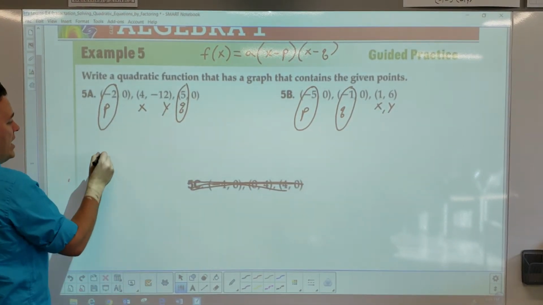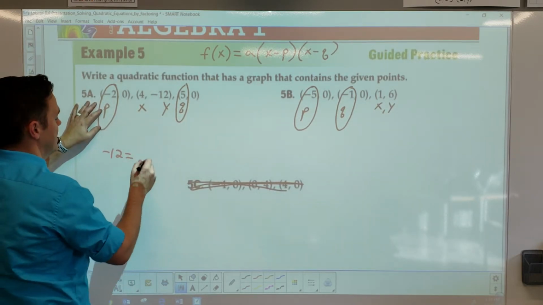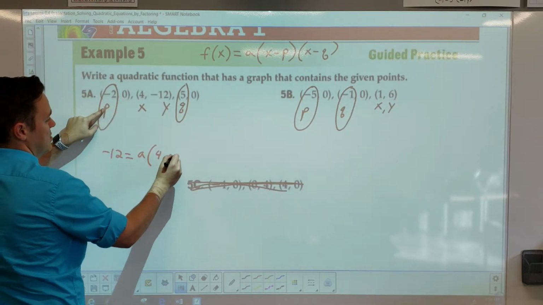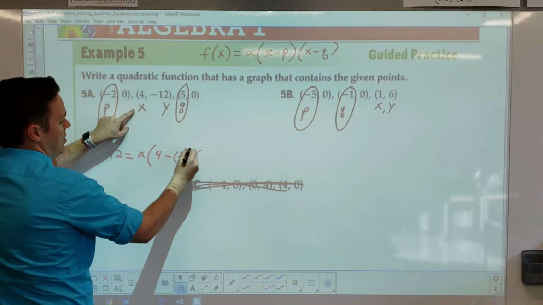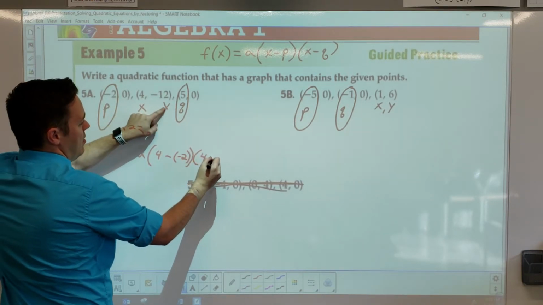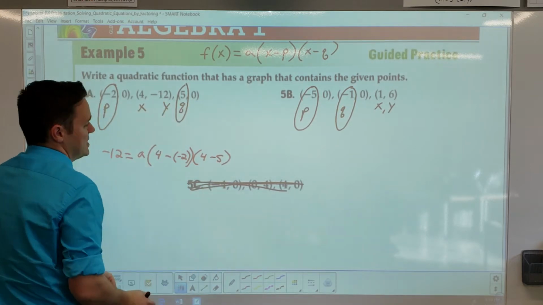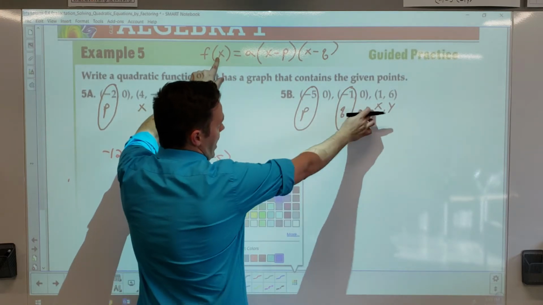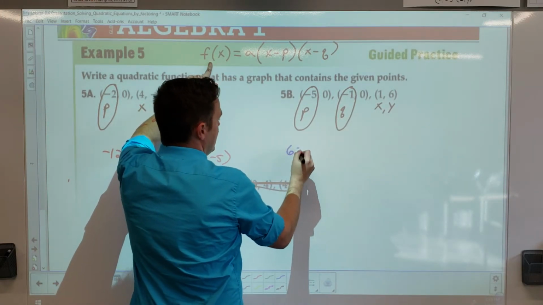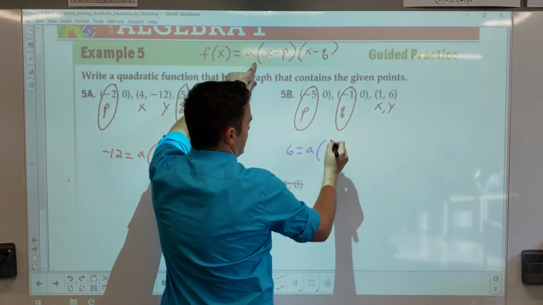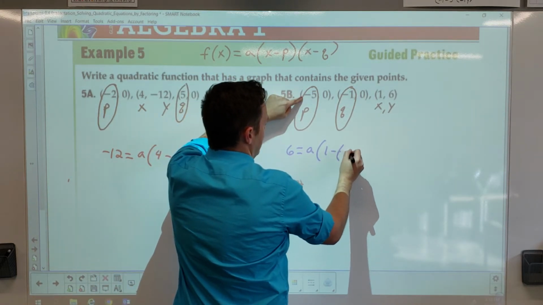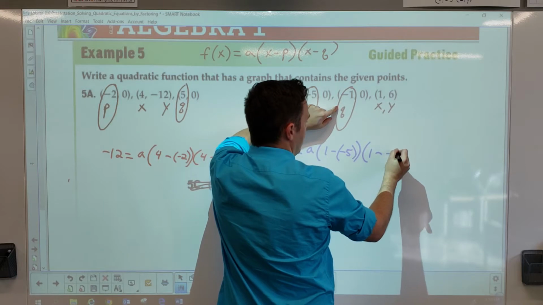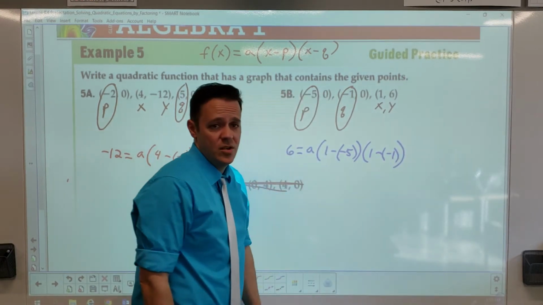f of x is y, so it's negative 12 equals, and then it's going to be the a value, which we don't know what it is, times x minus p, which would be negative 2, and then it's going to be x again, 4 minus 5. All right, there's my setup on this one. The next one, it's going to be my y value, which is 6 equals a, and then it's x, which is 1 minus p, negative 5, and then it's going to be 1 again for x, minus negative 1 for q, and that's it. Now you do your math, okay?